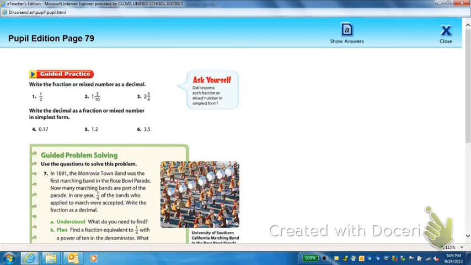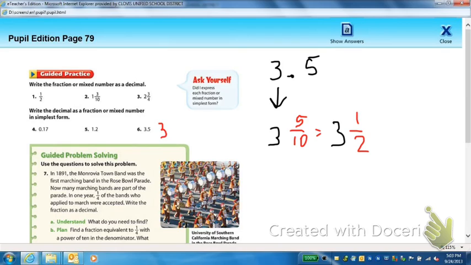Number 6, 3.5. Your whole number just comes straight down. This 0.5 is 5/10. So I'm going to put that over 10. And of course, 5/10 can be reduced to a half. So my answer for number 6 is 3 and a half. By just looking at it, you can see that that's a 0.5, so you should know that that is a half.